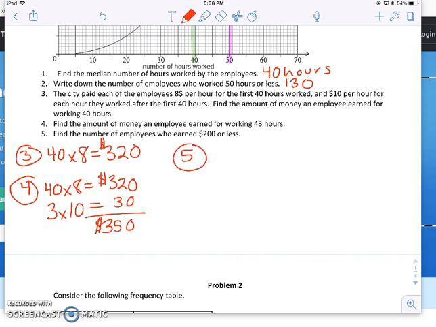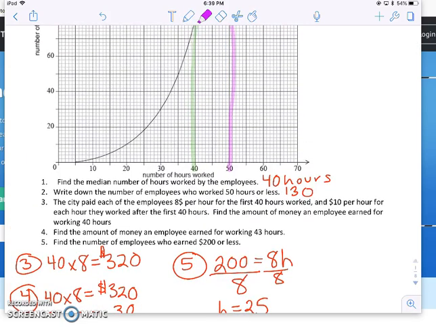And the last one, find the number of employees who earned $200 or less. Well, let's see how many hours that is. We know that's less than 40. So divided by $8 per hour. Divided by 8, and so our hours equal 25. So we can go back to our graph here, and let's check out 25 hours. So that's right here. Go over to our graph, so it's right on that line. So let's see, these must be counting by 2. So 10, 2 less than 20. So that would be 18 employees.